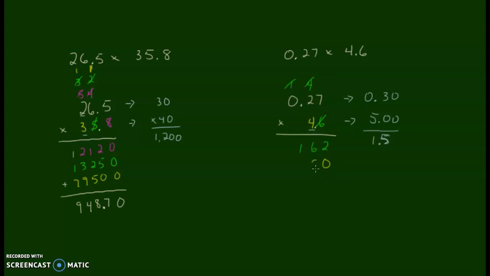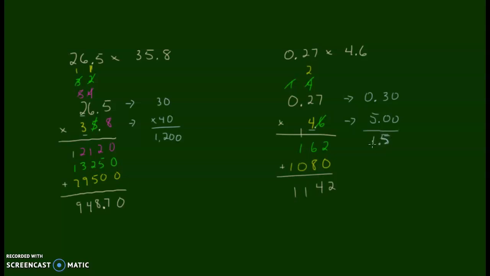7 times 4 is 28. 2 times 4 is 8, plus 2 is 10. Now I can add those together. 2 plus 0 is 2. 6 plus 8 is 14. 1 plus 1 is 2, and then our 1 here.